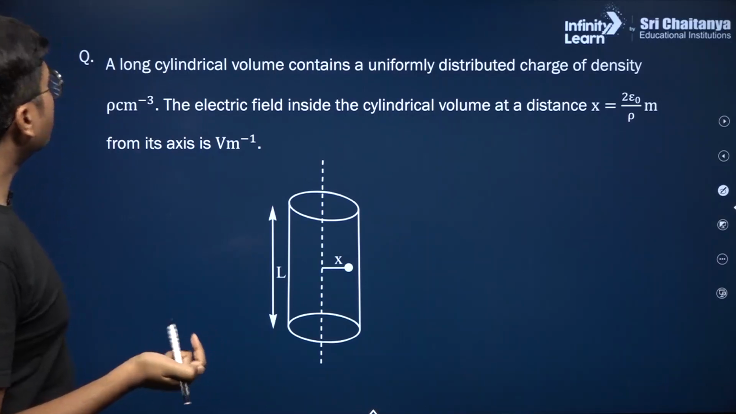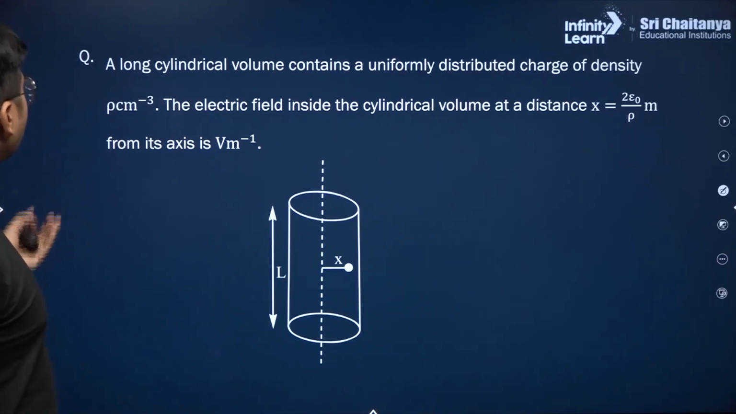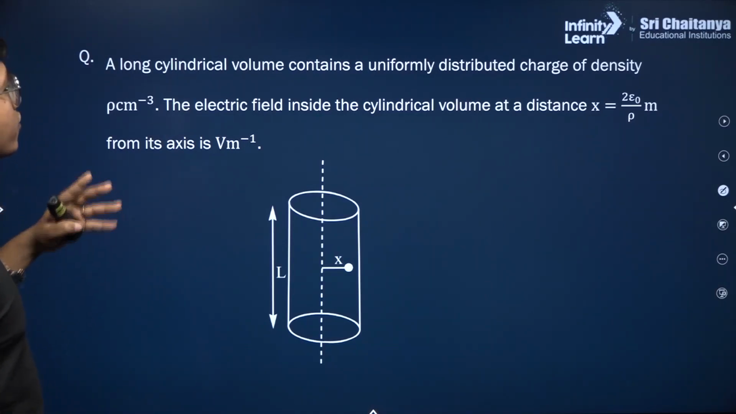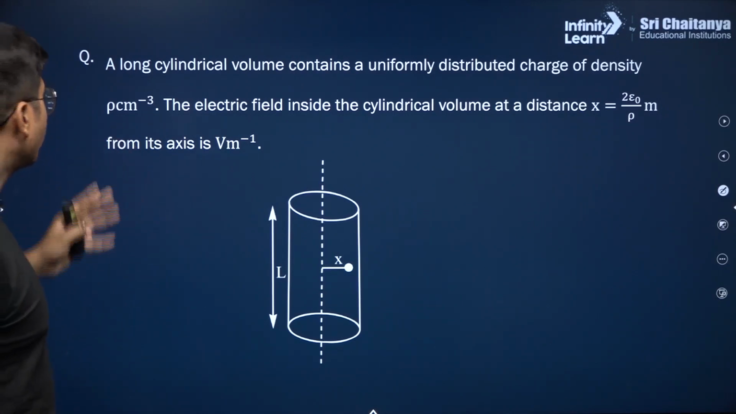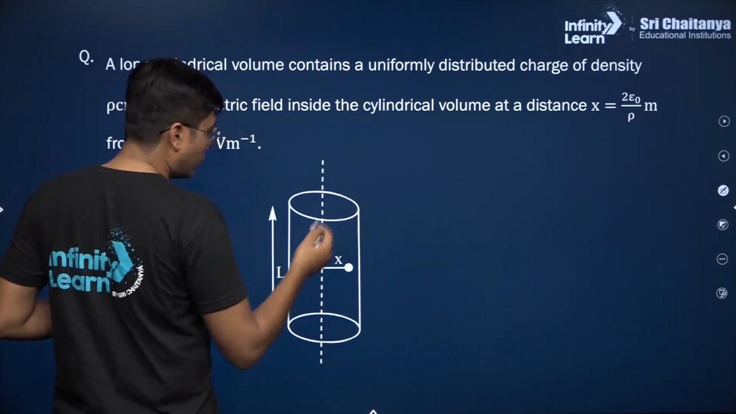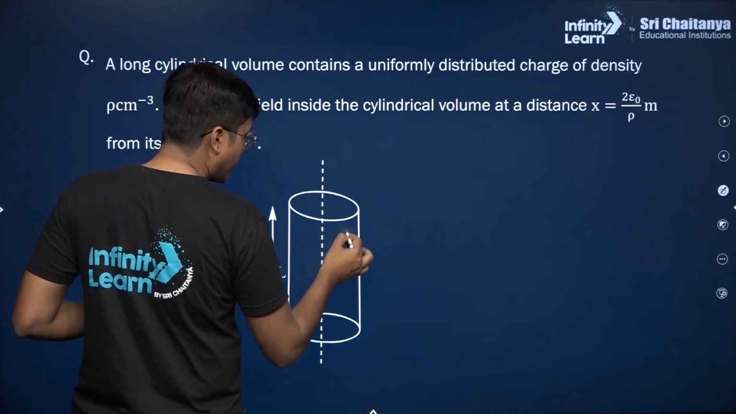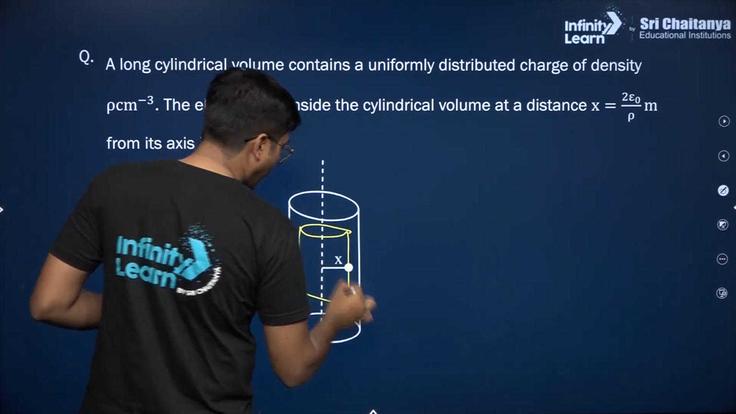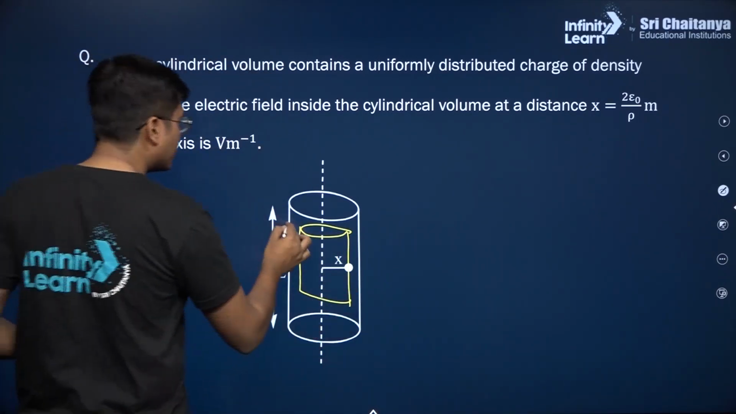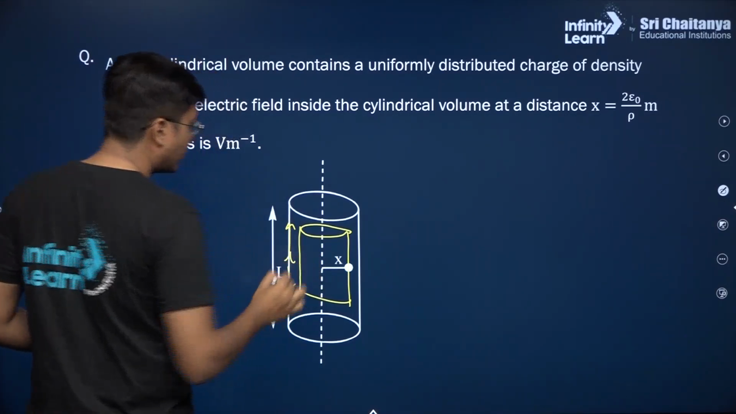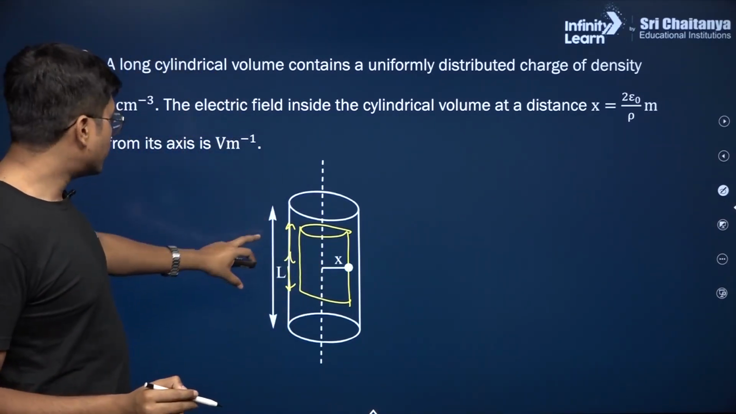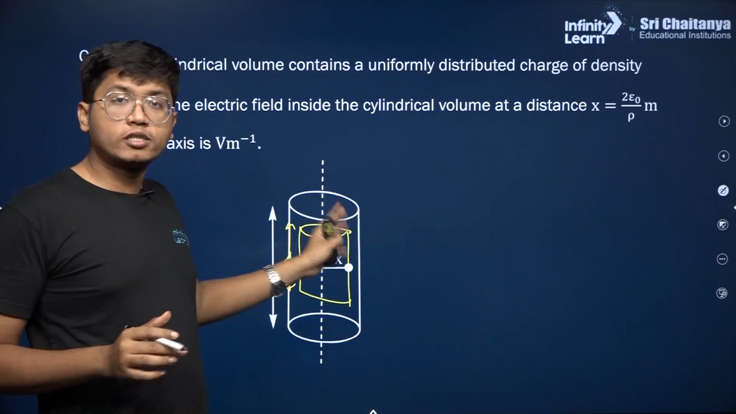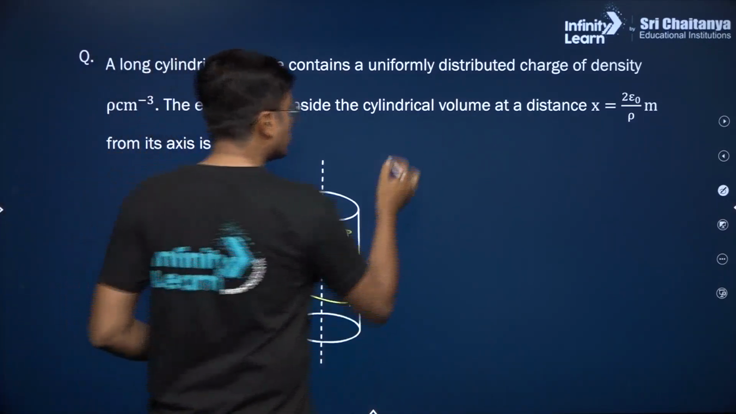Next, a long cylindrical volume contains a uniformly distributed charge of density rho per centimeter cube. Electric field inside the cylindrical volume at a length x equal to 2 epsilon by rho meters from its axis is this. So here we'll assume that we take a hypothetical cylinder inside it having the radius x and a height L. Now from this we will have to figure out what is the charge enclosed in here, because that is our Gaussian surface.